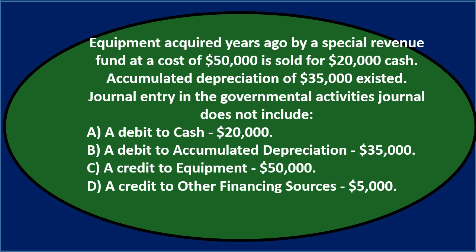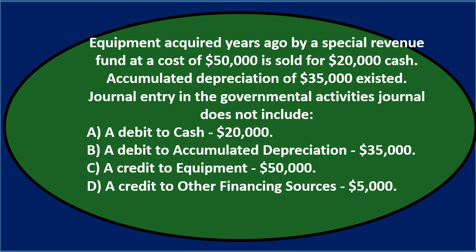Let's go through this again using the process of elimination. Equipment acquired years ago by a special revenue fund, so it was acquired by the special revenue fund at a cost of $50,000, is sold for $20,000 cash. Accumulated depreciation of $35,000 exists. Journal entry in the Governmental Activities Journal does not include which of the following.